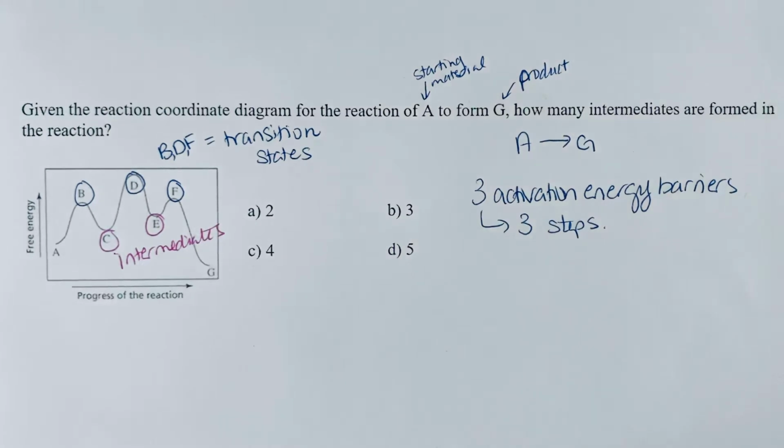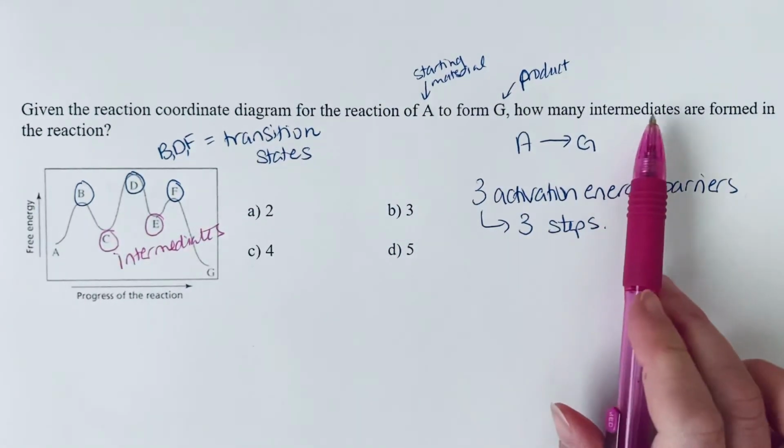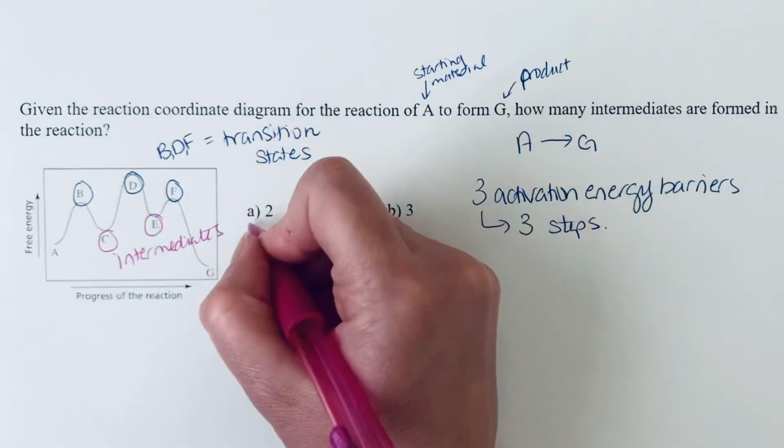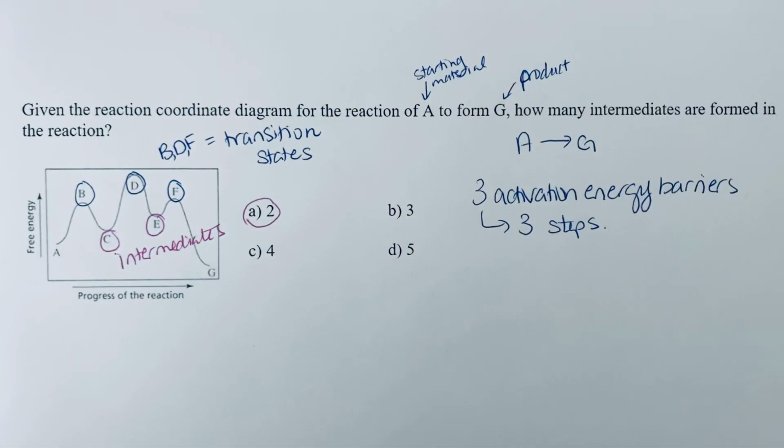Okay, and so this question was asking us how many intermediates are formed, and that's just these two, C and E. So that means we have 2 intermediates that are overall formed in this reaction.